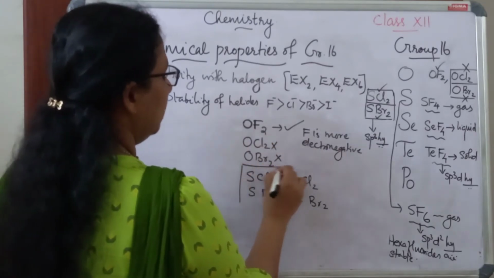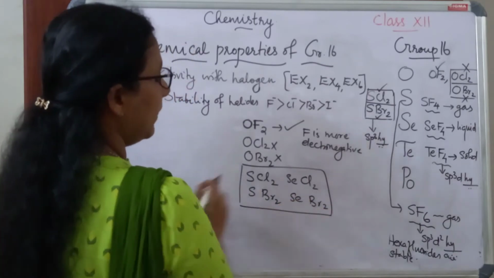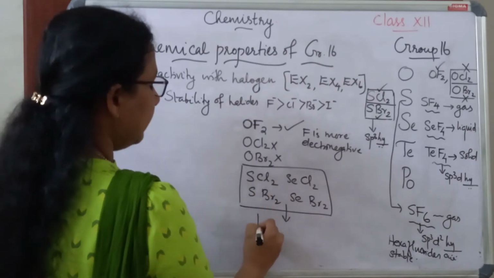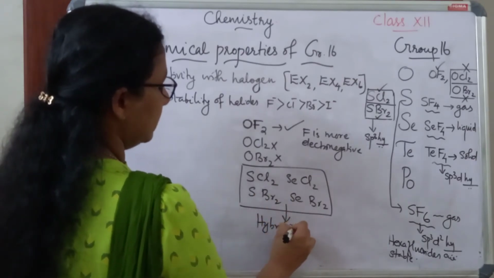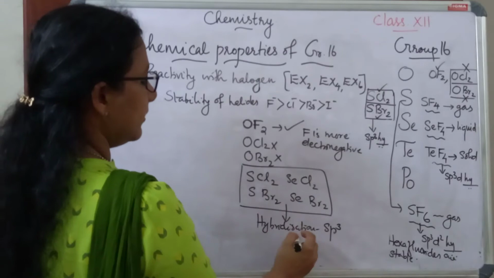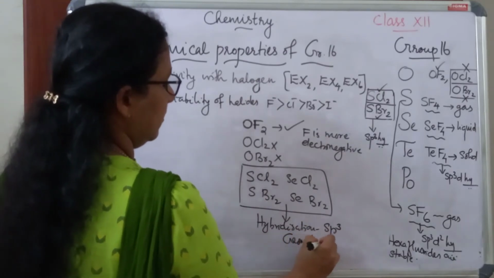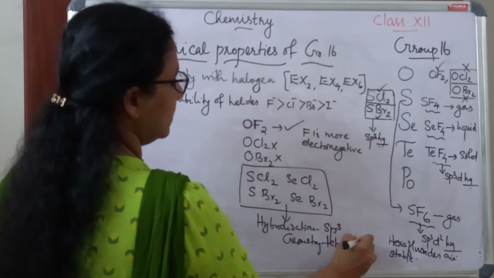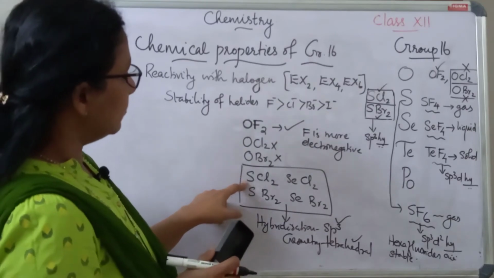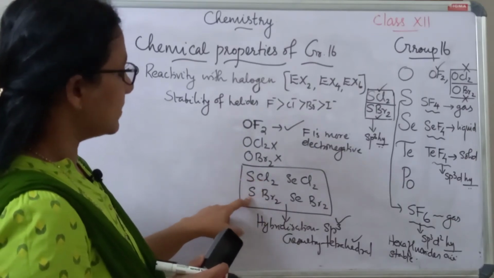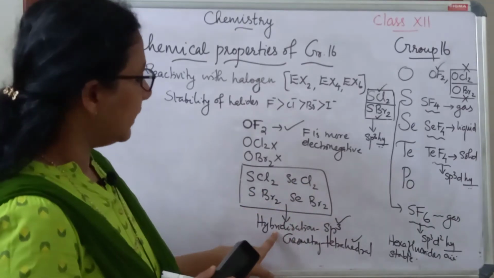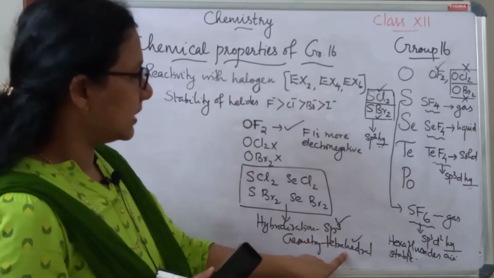So dichlorides or dibromides are formed, and the hybridization of this type is sp3 hybridization in this case, and the geometry will be tetrahedral. So the shape of this type of molecule will be tetrahedral. So SCl2, that means the chlorides of sulfur, bromides of sulfur, or chlorides of selenium, bromides of selenium. So these dihalides are having hybridization sp3 and geometry will be tetrahedral.